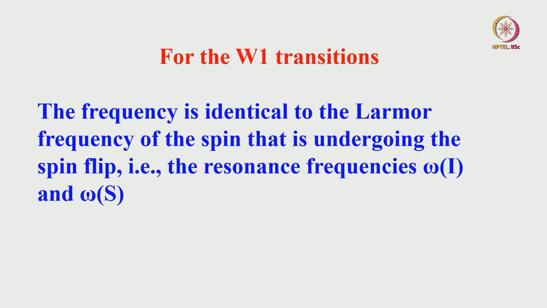And what is that for the case of W1? This spectral density function, J of omega, is identical to the Larmor frequency of the spin that is undergoing flipping. What is our Larmor frequency? Let us say I am recording the spectrum in a 400 megahertz spectrometer, W1 is 400 megahertz. That's all. If both the spins are the same homonuclear spin, the Larmor frequency is around 400 only, both of them 400. That is the W1 transition probability. The frequency of W1 is nothing but the Larmor frequency.